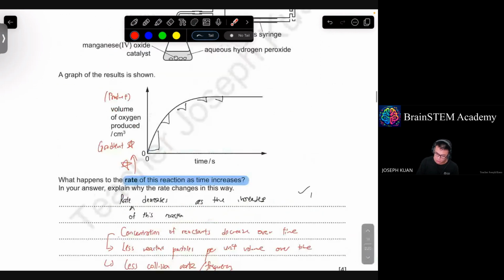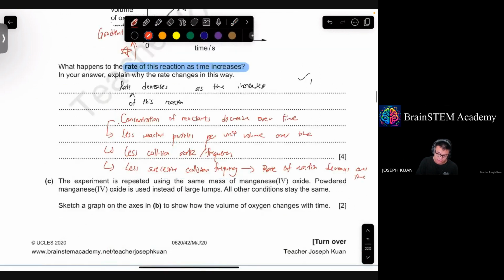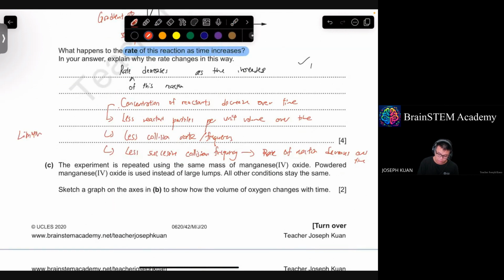Yes, and finally, all the limiting reactant is used up at the end of the reaction. Hence, the reaction stops. Right? No more limiting reactant. The reactant that is limiting is pretty much limiting the reaction, and no more reaction is happening.